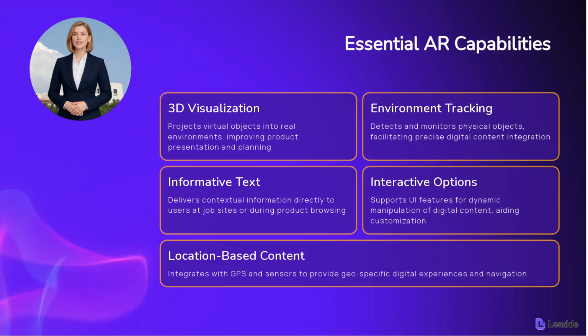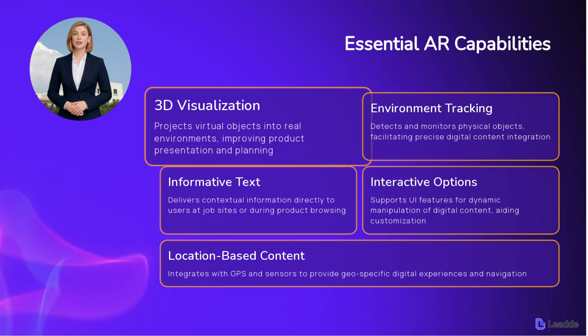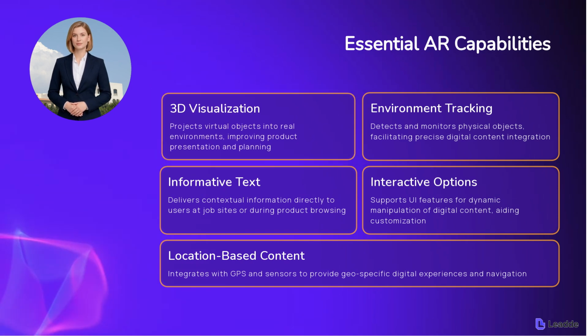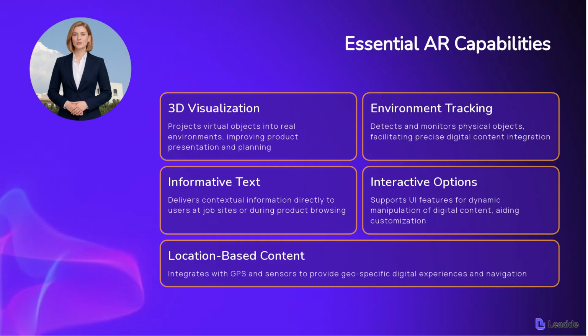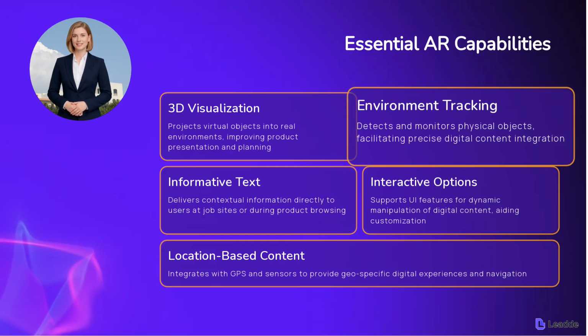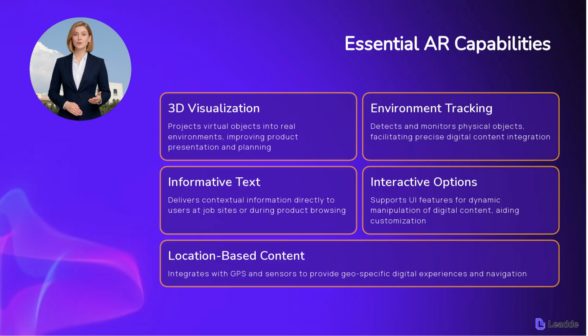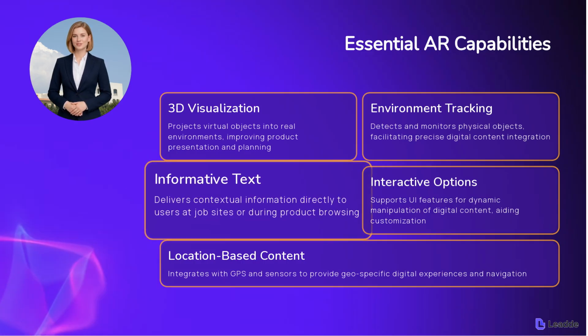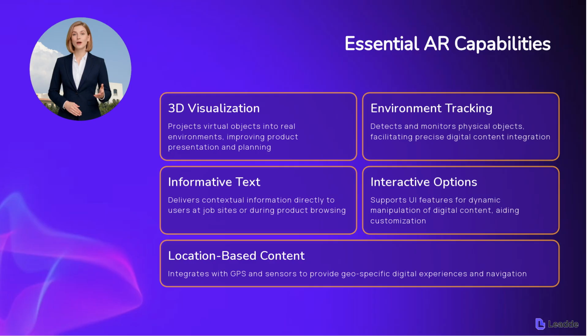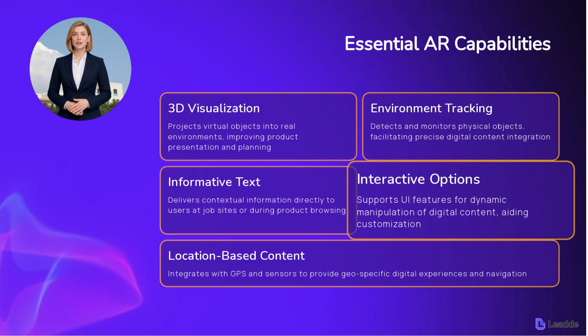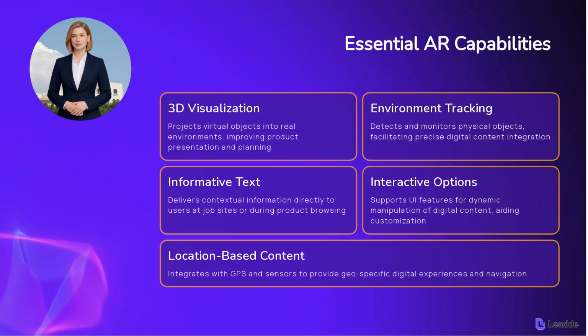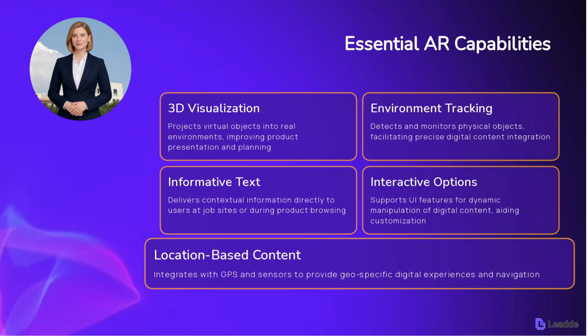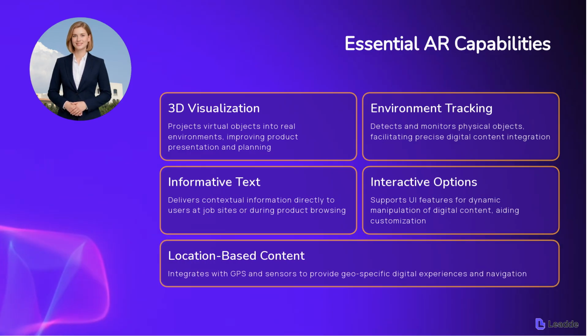There are several essential AR capabilities. 3D visualization projects virtual objects into real environments, improving product presentation. Environment tracking detects and monitors physical objects, facilitating precise digital content integration. Informative text delivers contextual information directly to users. Interactive options support user interface features for dynamic manipulation of digital content, aiding in customization. Lastly, location-based content integrates with GPS and sensors to provide geo-specific digital experiences.